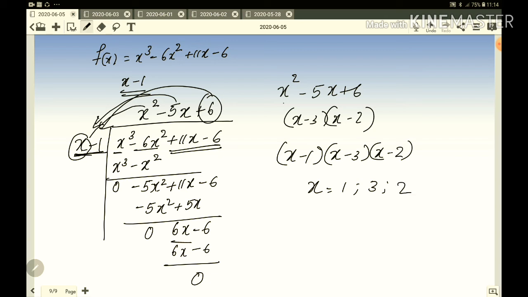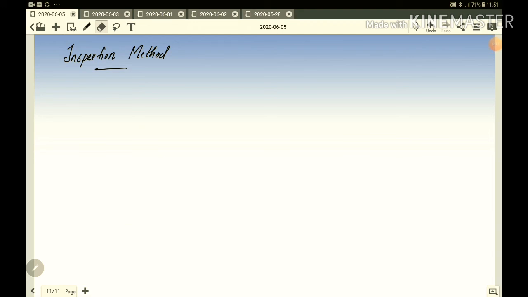These are the x values. Clear? So this method is long division. You can factorize a cubic function in this method also. Now I will show you the inspection method. Now coming to the third method, that is the inspection method.